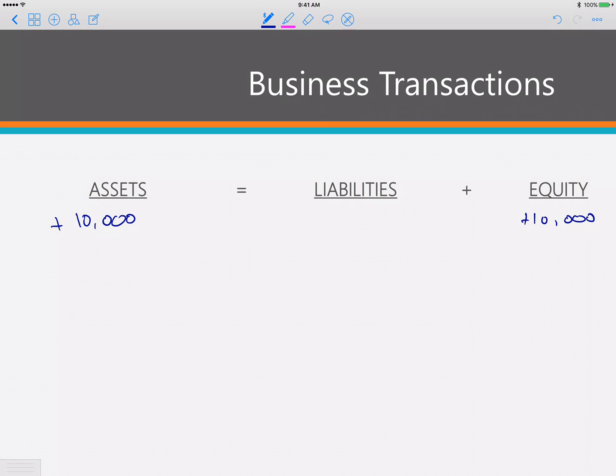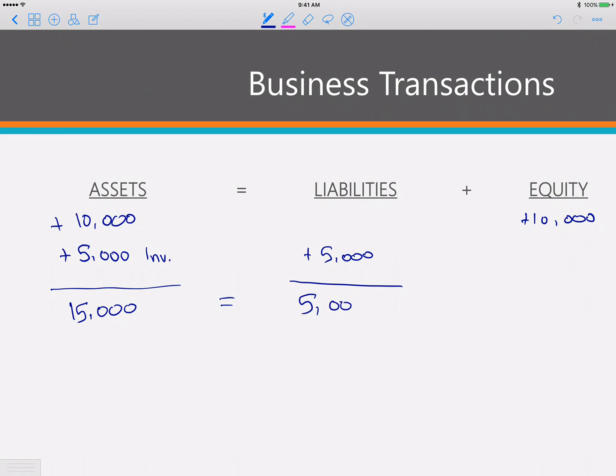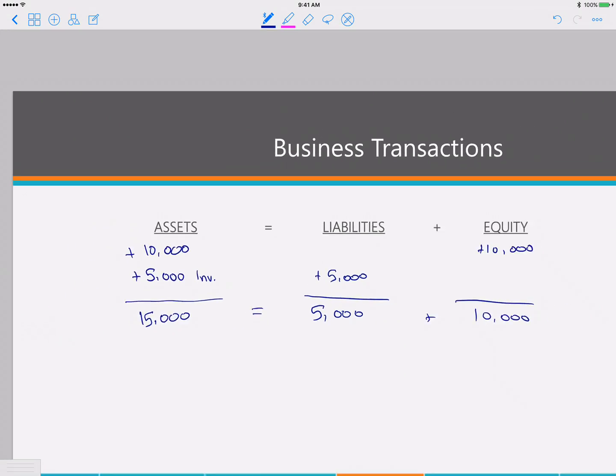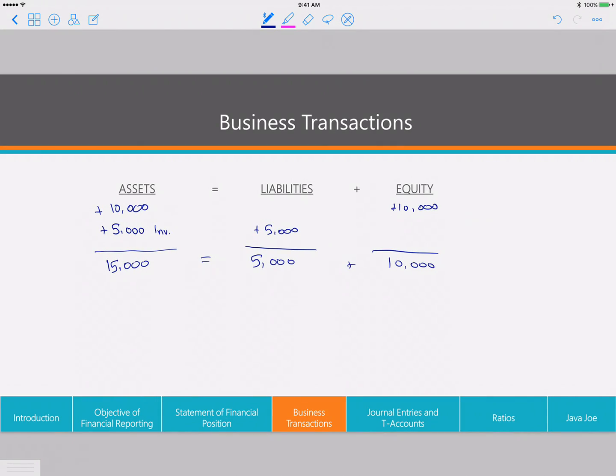What if we then got some inventory on account, if some of our suppliers gave us inventory through credit? So we got $5,000 of inventory in exchange for an increase in liabilities of $5,000. So just looking after these transactions, we have $15,000 of assets, and this results from $5,000 of liability plus $10,000 of equity. At every point here, the equation remained in balance, and it affected at least two accounts.